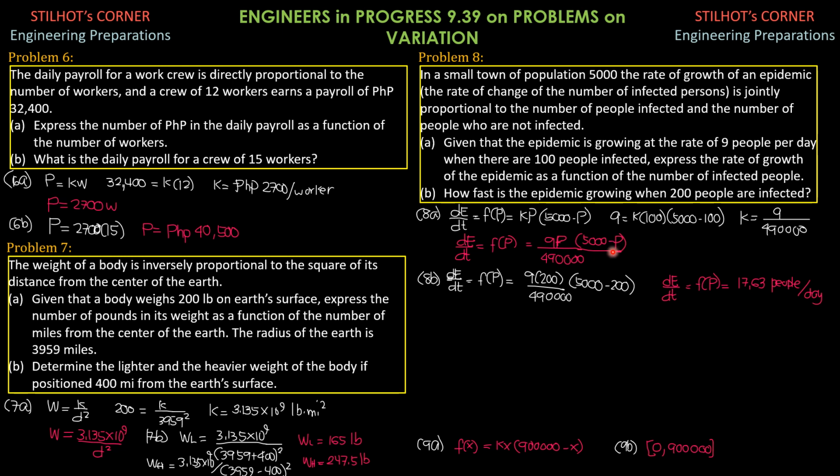So that's the formula. Then for part B, how fast is the epidemic growing when 200 people are infected? So substitute 9 times 200 over 490,000, times quantity 5,000 minus 200. So that would be 17.63 persons per day. So that's the answer to part B.